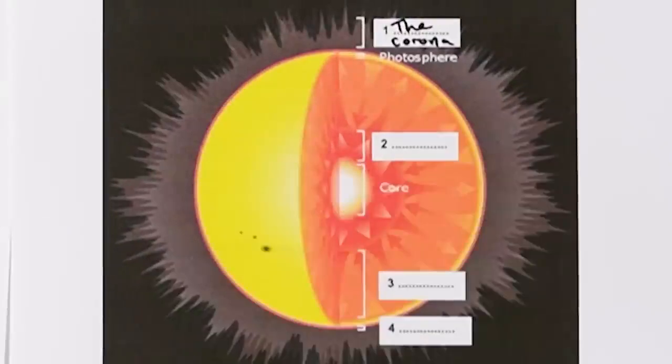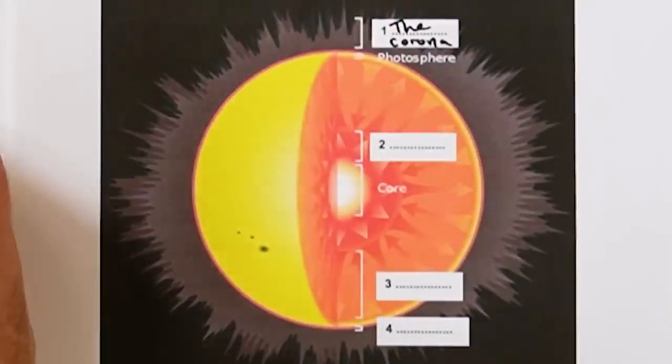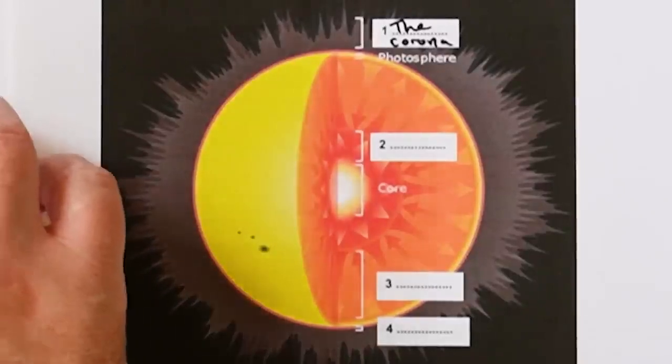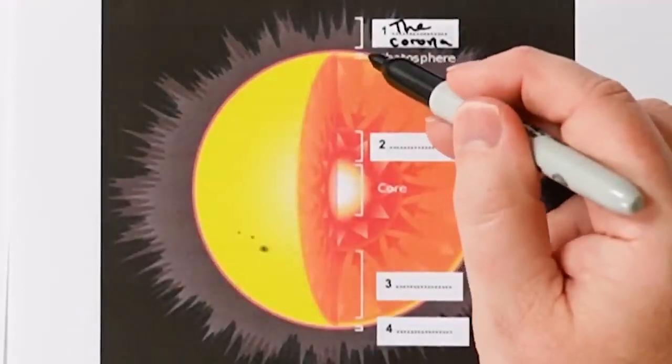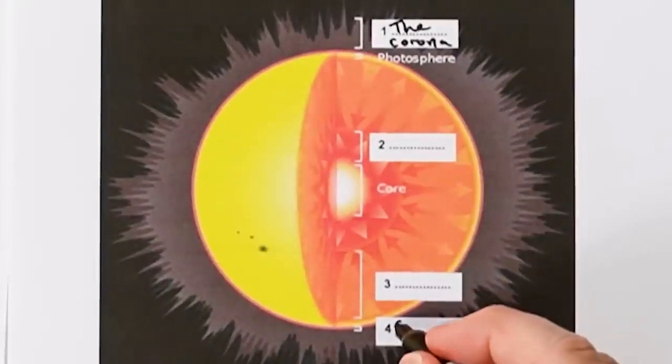So remember, we found number 4. The chromosphere is the zone about 2,000 kilometers thick that lies directly above the photosphere. So the photosphere is here. The pink line is the chromosphere.